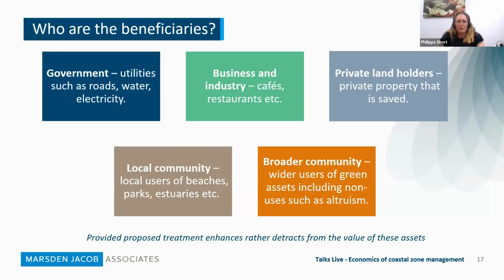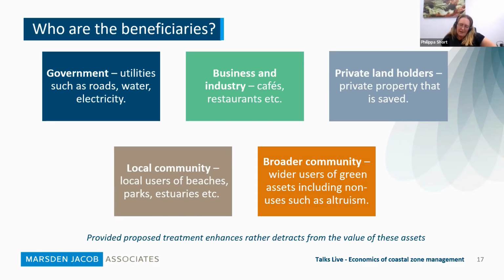Okay, so one of the things that we also then need to consider is who are the beneficiaries of any changes to the coastal zone management. And as this slide shows, it's probably everybody, but it will be to a different degree. So governments, local, state, national, whichever is managing the local utilities, benefit. Clearly, local businesses and cafes. Sometimes there'll be private landholders, the local community and the broader community. And the broader community is what we were talking about earlier, where they may not use the beach, they may not be in this coastal zone, but it's the altruistic values that come with knowing it's there.